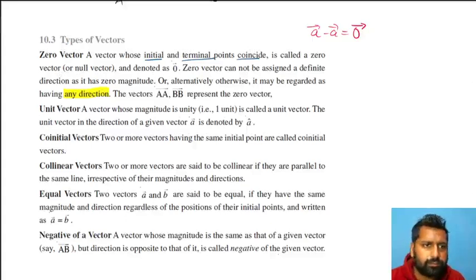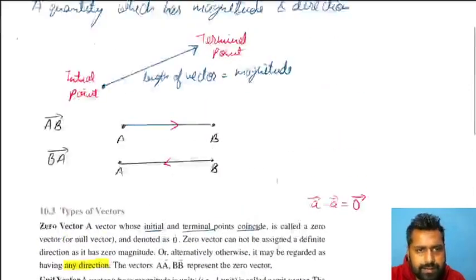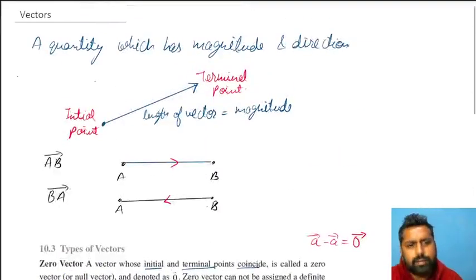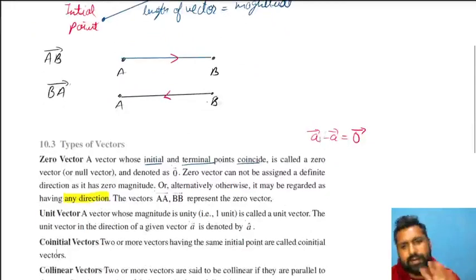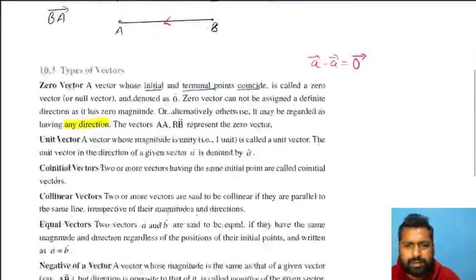So let's say A was our vector. Every time we write something, it is a vector. Either we write it like this, AB vector, BA vector, or we can represent it with a single alphabet also, A vector. A is some vector.